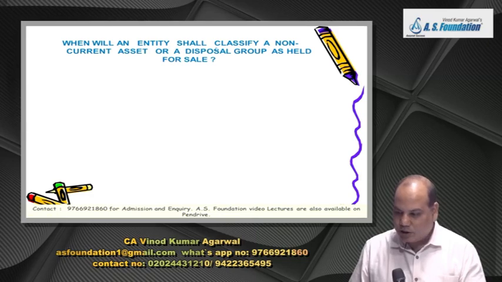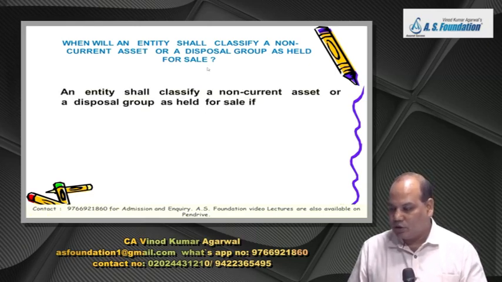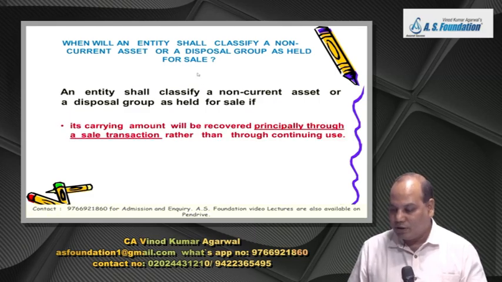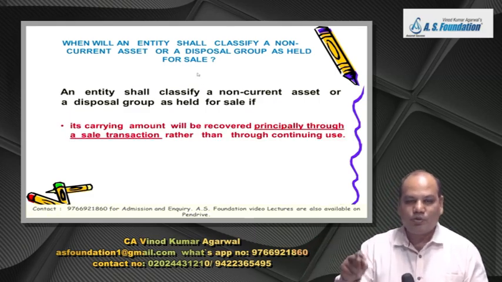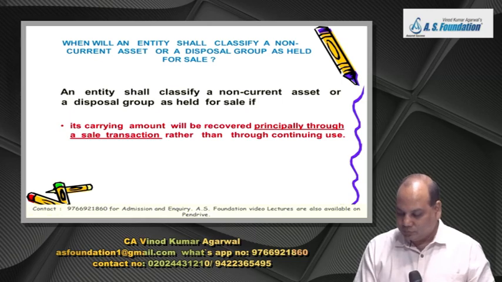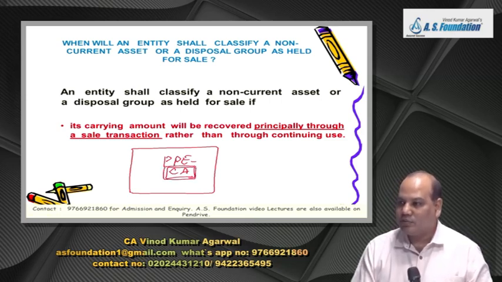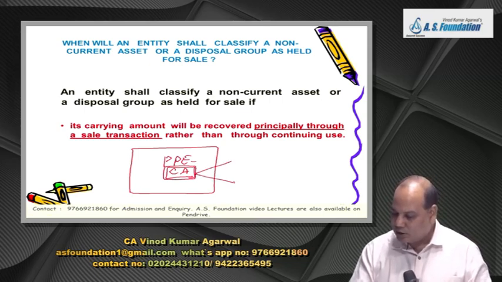Next question is, when will an entity classify a non-current asset or disposal group as held for sale? What is the triggering event? If this happens, I am going to classify it as non-current asset held for sale. Now in the balance sheet we have this property, plant, equipment. It has a carrying amount. How am I going to recover this carrying amount? There are two ways I can recover the carrying amount, either by using it or by selling it.